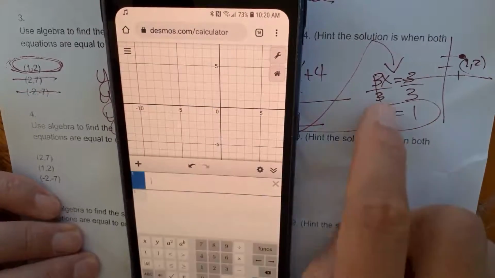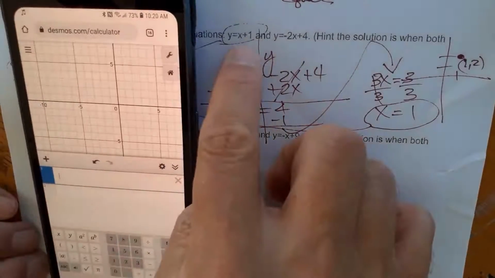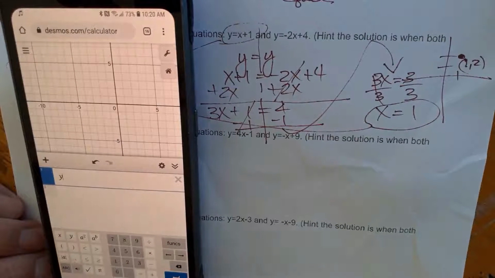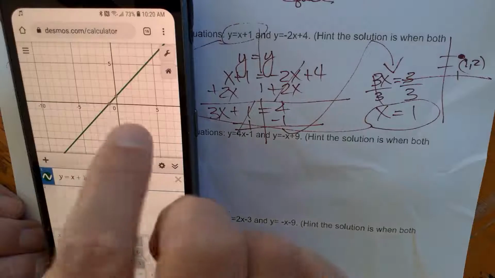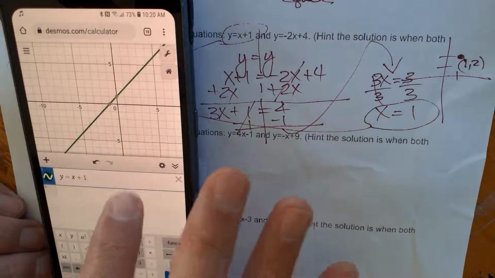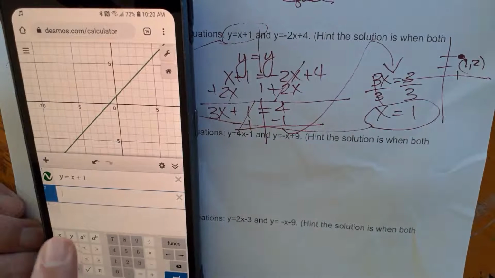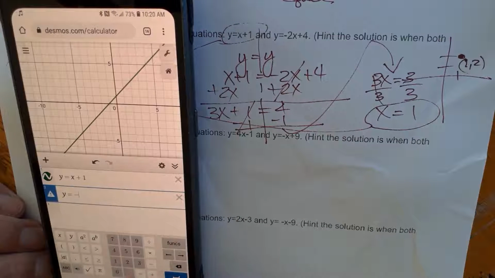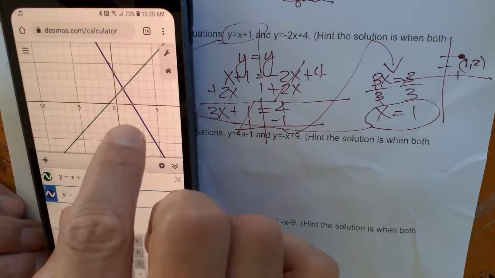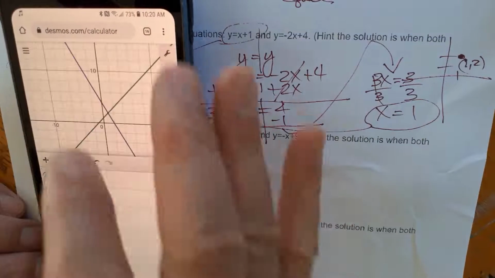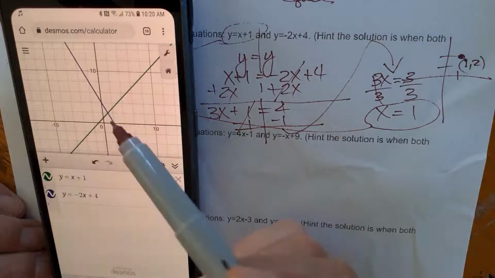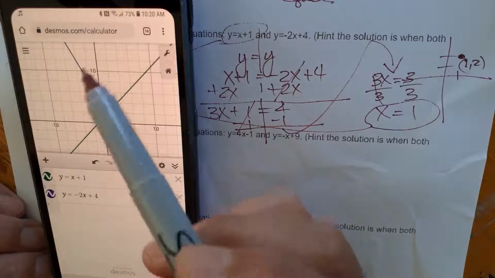All right, so let's type in the two equations they've got here. We're going to say y equals x plus 1. There's our first. Then we're going to do a second, tap below it, and say y equals negative 2x plus 4. There we go. So here's our system of equations, which is two lines graphed on the same plane, right? And we're looking at this point right here.